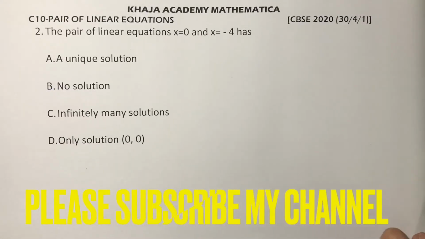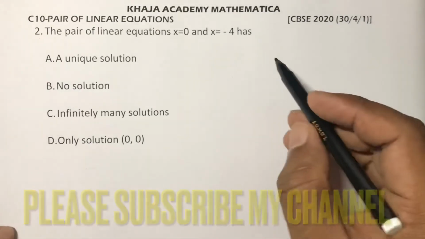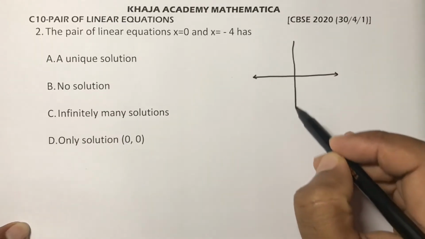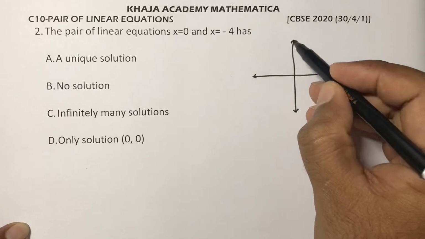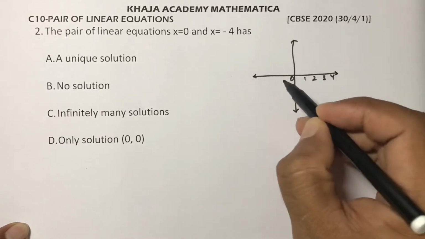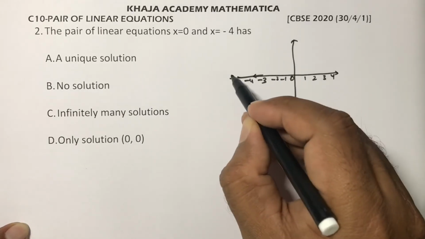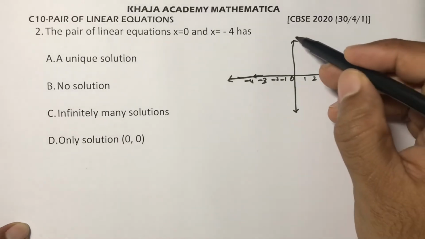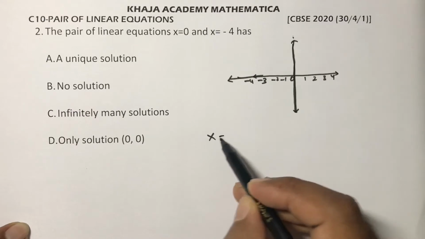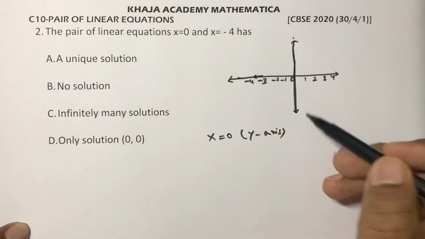The pair of linear equations x equals 0 and x equals minus 4. Now see here, it's clear. Suppose this is the x-axis and this is the y-axis, with marks 0, 1, 2, 3, 4, minus 1, minus 2, minus 3, minus 4. x equals 0 is nothing but the y-axis.